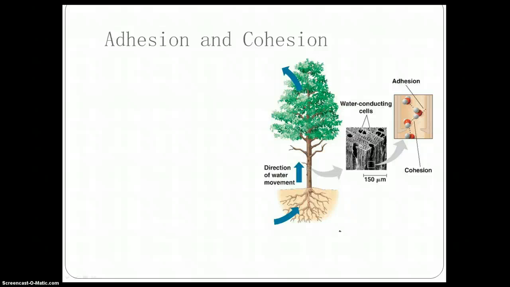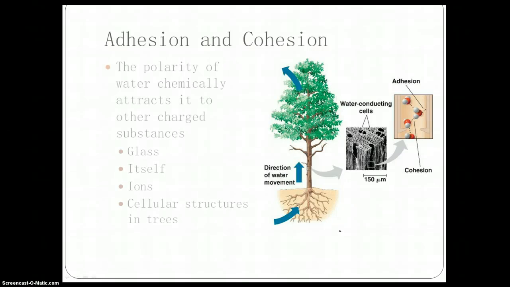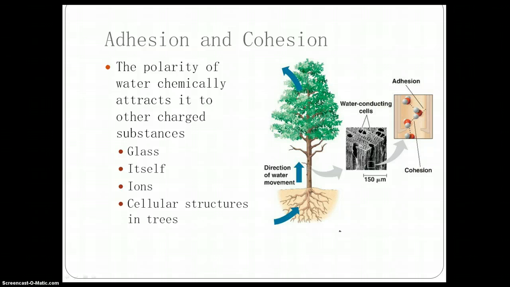The first of these properties is known as adhesion and cohesion. Basically what it boils down to is water is polar. And if it's polar, it has a slight charge. If it has a slight charge, that means it's attracted to things of the opposite charge. That means water is attracted to itself. Water is attracted to certain charged things like glass, other ions. And the great example is cellular structures in trees. This creates a bunch of interesting effects.